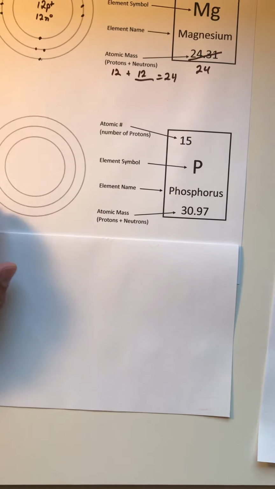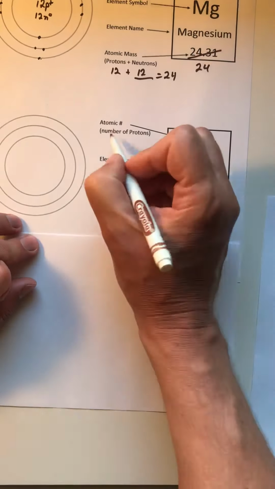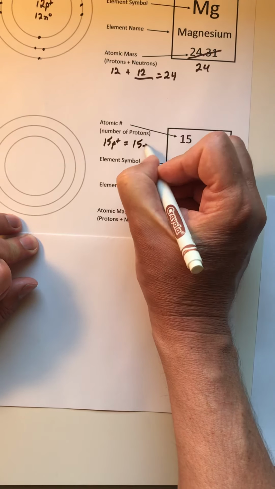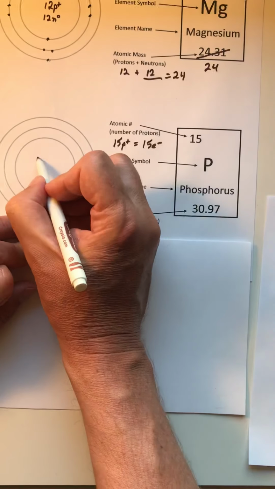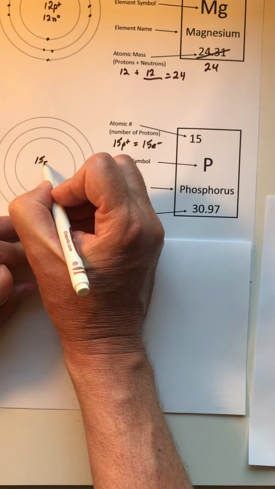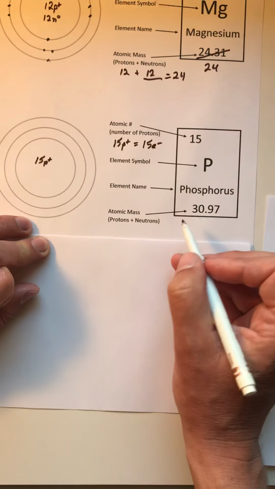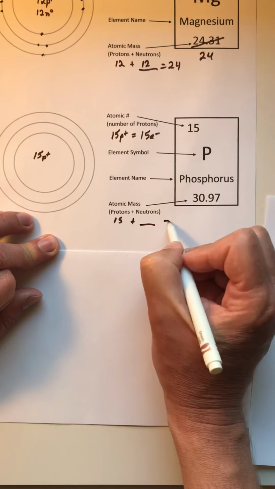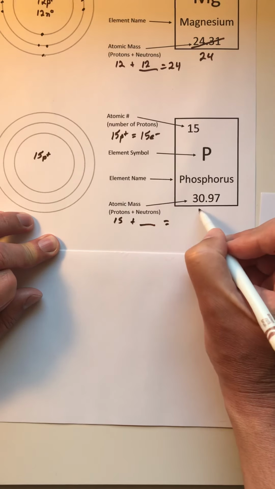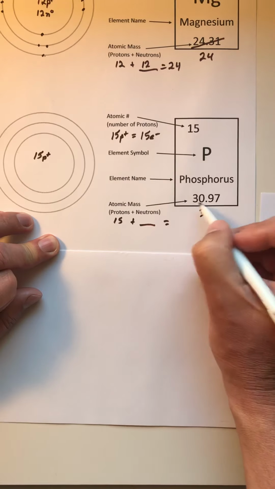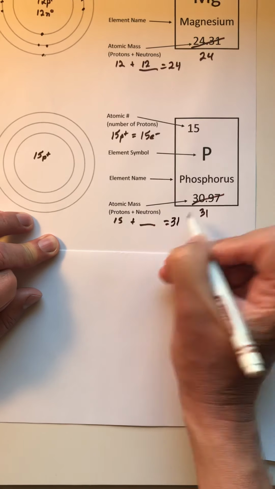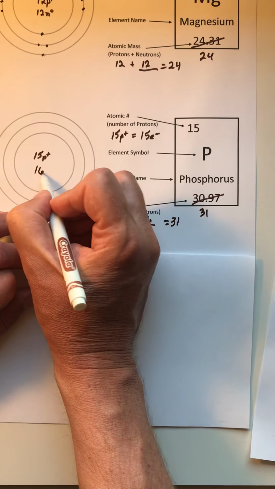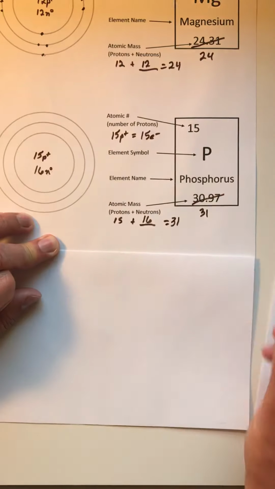This is the element phosphorus. Phosphorus has 15 protons, so it must have 15 electrons. So 15 positive protons, 15 plus something has to equal a mass of, rounding up to the nearest whole number, 31. 15 plus 16 equals 31. So it has 16 neutrons with no charge.